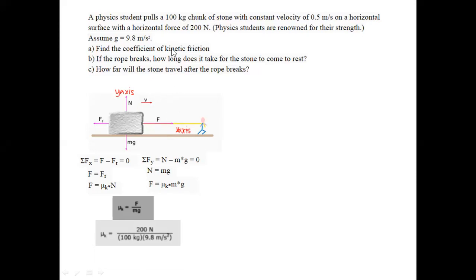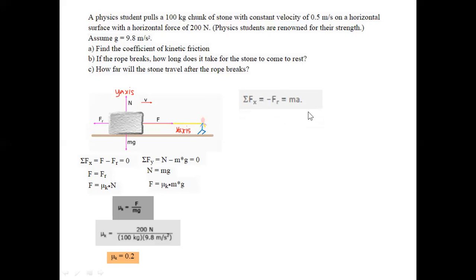We have our horizontal force at 200 newtons all over the mass of the stone at 100 kilograms times our gravitational constant here on planet Earth at 9.8 meters per second squared. Further simplifying these quantitative values gives us mu k now at 0.2. Now, for letter B, if the rope breaks, how long does it take for the stone to come to rest?